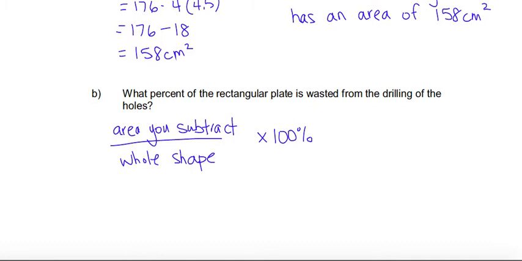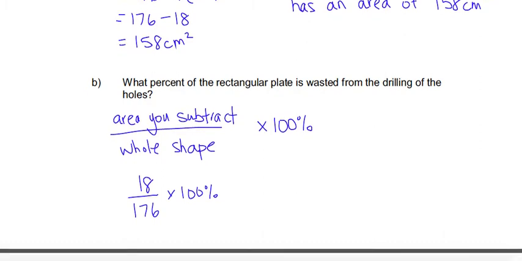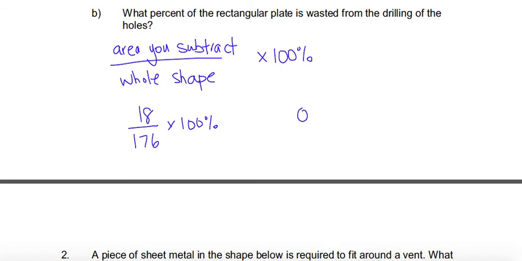So in our case, we subtracted those 4 circles. So we subtracted 18 centimeters squared. The entire original shape was our rectangle, which was 176 centimeters squared. And then I'm going to multiply that by 100%. So what I end up getting is about 0.10. I'm only using 2 decimal places so that when I multiply it by 100%, I'm going to get a whole number. So this ends up becoming about 10%. So I've wasted about 10% from drilling those 4 holes.